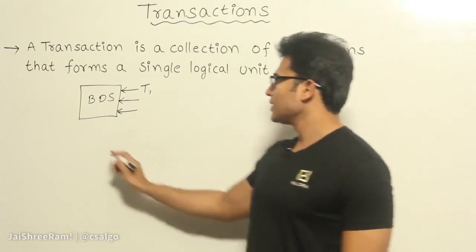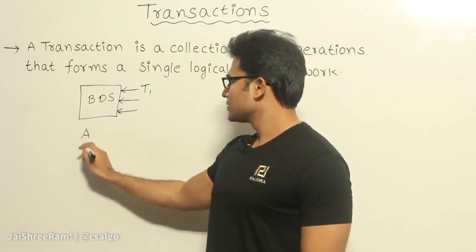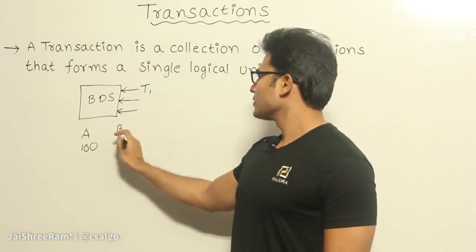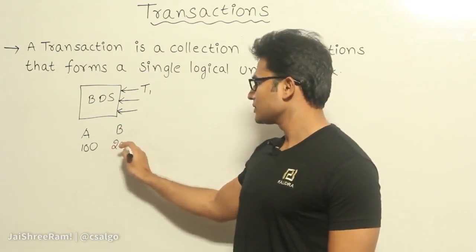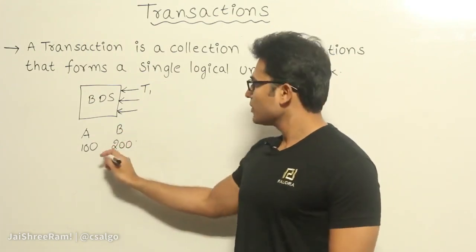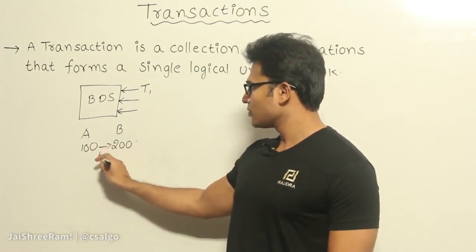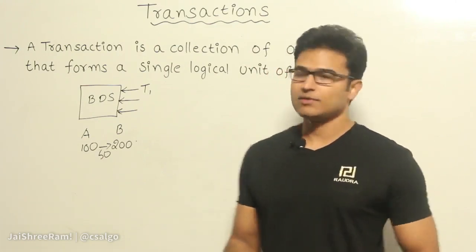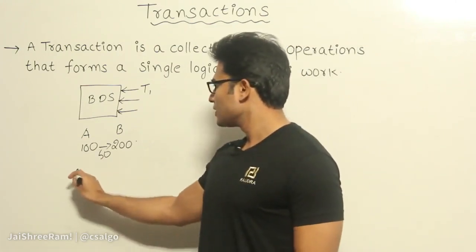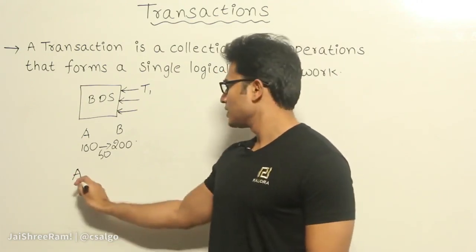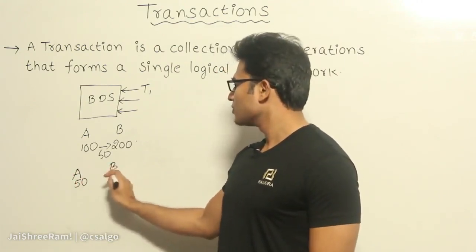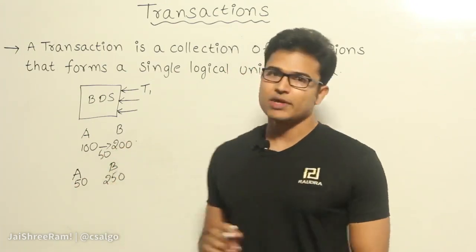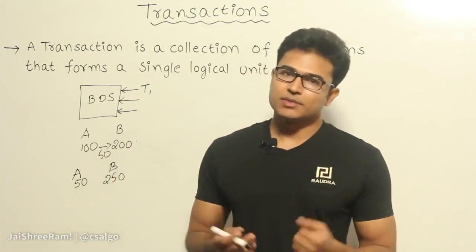So what I mean to say is, let us assume that account A has 100 rupees as a balance, and account B has, let us say, 200 rupees as a balance. Now if I want to transfer 50 rupees from A to B, then after the transfer, A is going to get decremented by 50 rupees, which means you are supposed to have 50 here, and B is going to have 50 rupees extra. Got it? This is what is supposed to happen by doing this logical piece of work.